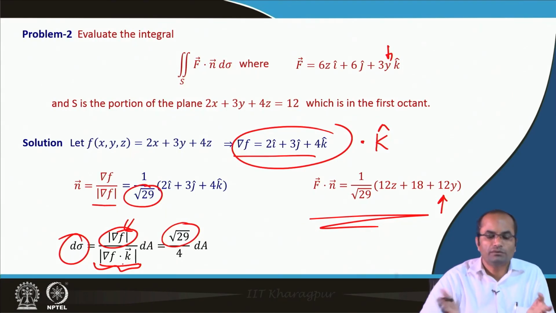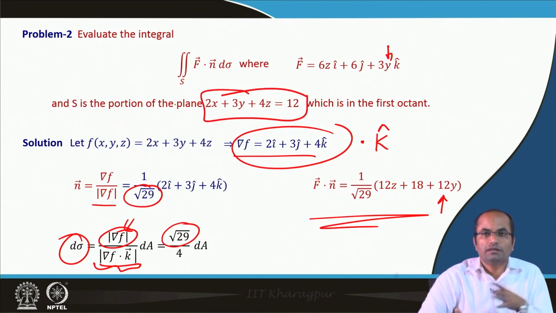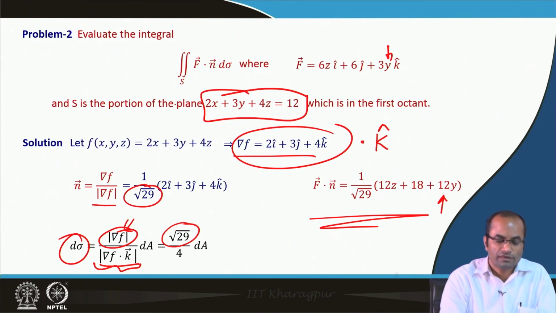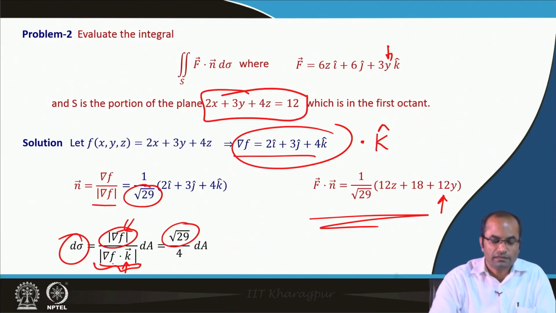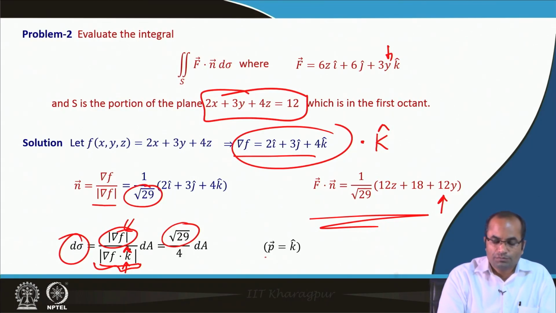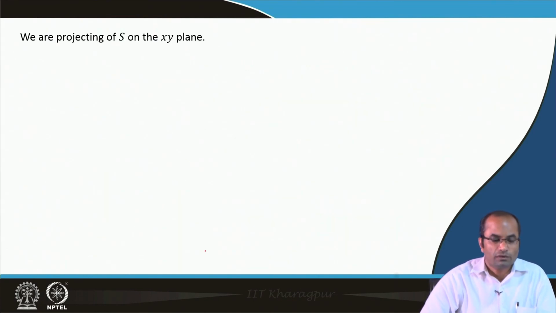Here we have the possibility to project this plane on either the yz plane or the zx plane or the xy plane. So, we have taken this xy plane. In that case, we have taken this k here. If we take the other coordinate plane, accordingly this vector p, which is taken here as k, will change. Usually we denote the unit vector by this hat. So, this p is taken as k hat in this case, and we got this element, square root 29 by 4 dA.